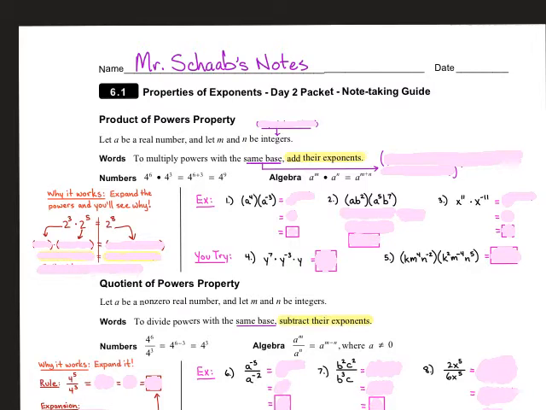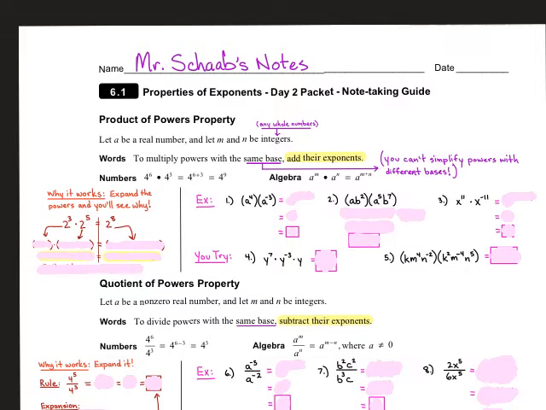All right, so the first property that we have to talk about is the product of powers, so also called the product rule. First of all, product means multiplication. You got to know these words, you got to know what they mean. So when we multiply powers together, to multiply powers with the same base, add their exponents. Now, that's important. They have to be the same base. You can't simplify powers that have different bases.